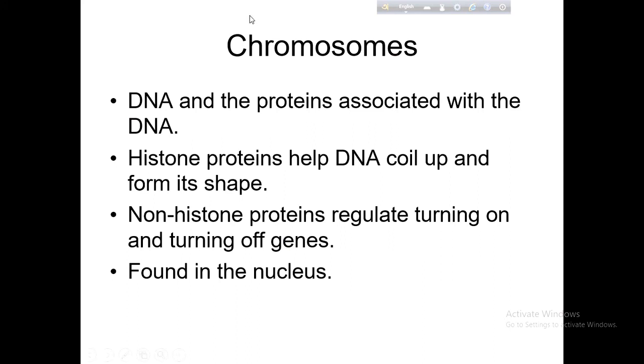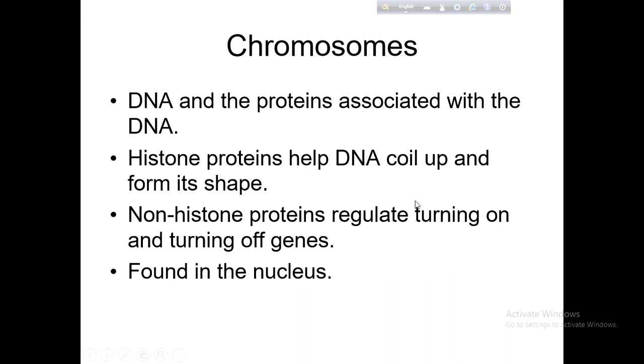So now that we know what chromosome packaging is, let me show you the basic construction. DNA and proteins associated with the DNA ultimately form the chromosome. Histone proteins help DNA coil up and form its shape. So histone proteins have a structural function on chromosome, and there is another type of protein called non-histone protein. Please keep in mind that non-histone protein has no structural function over chromosome. It just has some regulatory functions such as turning on and turning off of a gene.